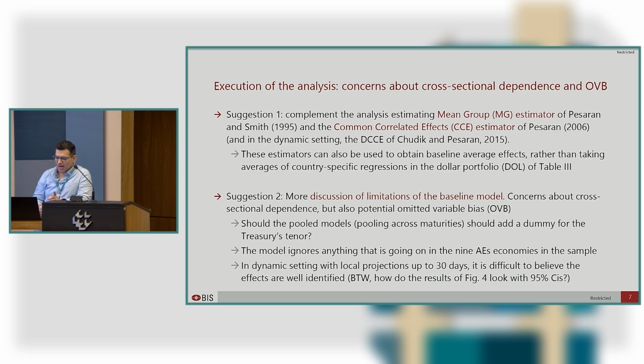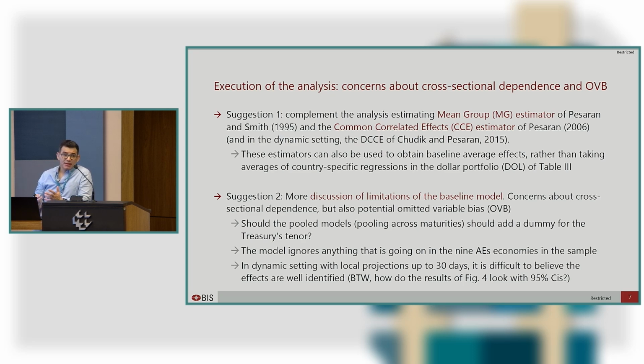I also think that these types of estimators, which do not impose a common coefficient across countries but can take into account that there may be differences across units, should be the baseline for the average effects, rather than the pooled model, or taking averages of the country-specific regressions in the DOL portfolio that he showed and that is, for example, presented in Table 3.